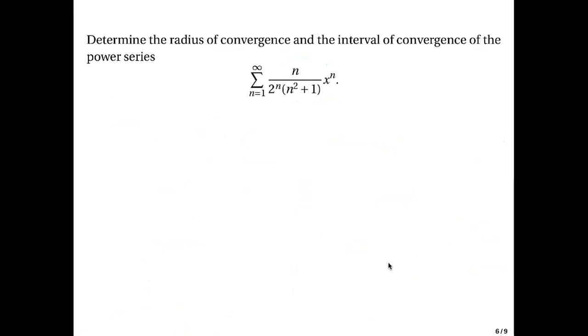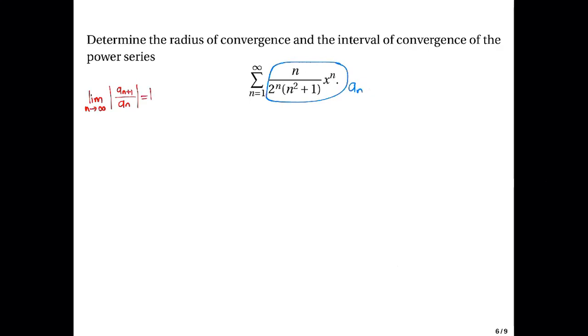Now we have the sum from n equals 1 to plus infinity of this guy here: n over 2 to the n times n squared plus 1, x raised to n. Okay? So again, we label this as our a sub n. And what do we get? We have the limit of the absolute value of a sub n plus 1 over a sub n, as n approaches plus infinity.